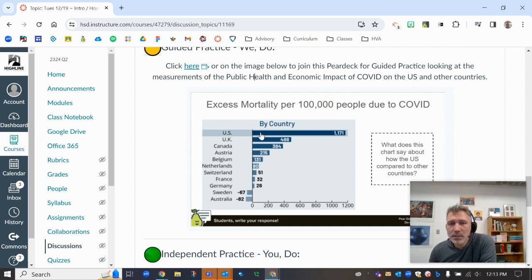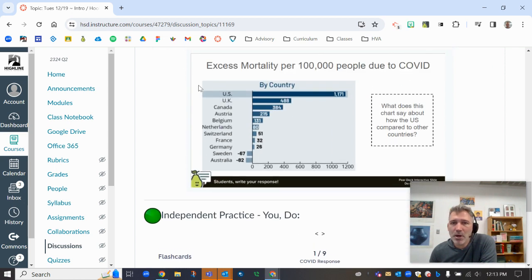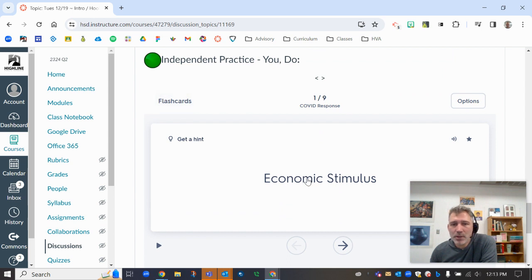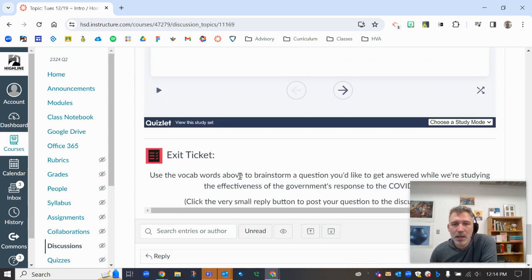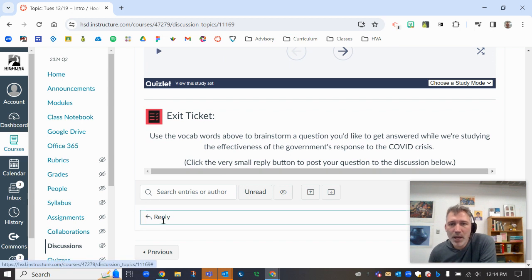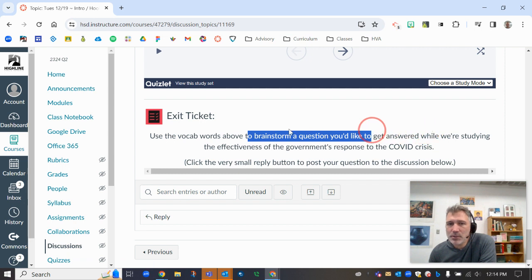So after we look at a couple of graphs about the economic and the public health impact on the U.S. and compare it to other countries, we're then going to take a quick look at these new vocabulary terms here, and you'll then click this little reply button down here to brainstorm a question that you'd like to get answered while we're studying the effectiveness of the government's response. We're going to do this pretty quick.